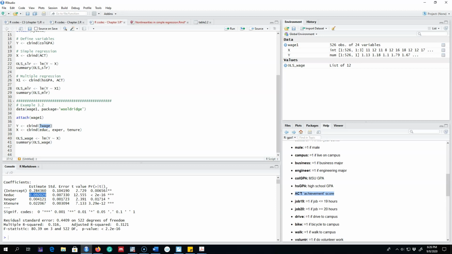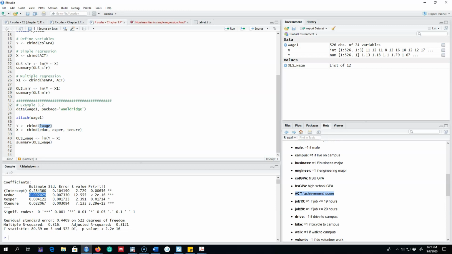So what do we mean by holding all other factors constant? It means that if we find two individuals who are identical in all other aspects, they have the same experience, the same tenure, but the only difference between those two individuals is their education level. One has 1 year more education than the other. We expect the person with 1 year more education to make 9.2% more money as compared with the person with 1 year less education. That is, adding 1 year of education will increase the salary by 9.2%. That is the interpretation of ceteris paribus.